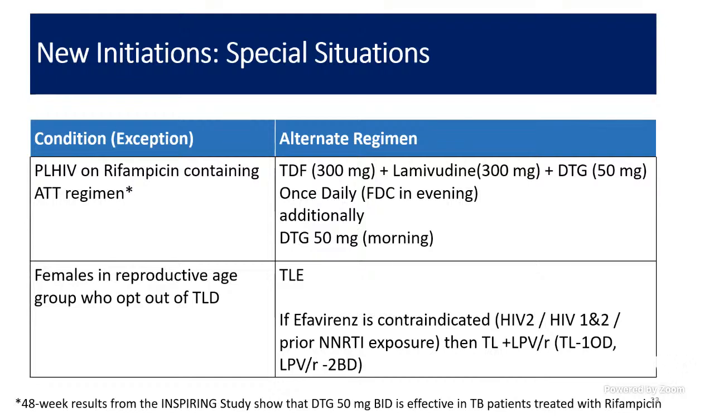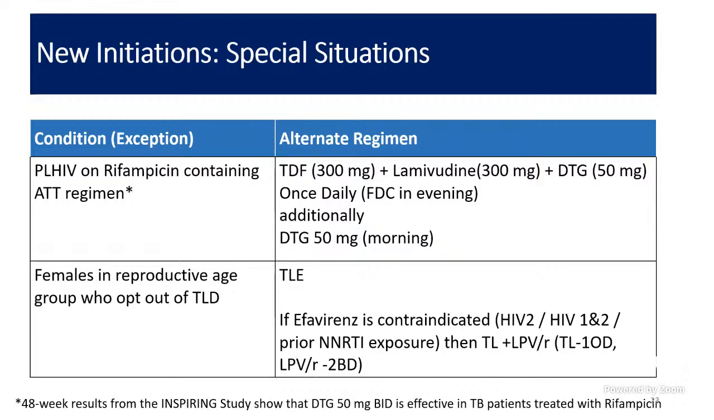Females in reproductive age group who opt out of tenofovir, lamivudine and dolutegravir should be given TLE. If mothers are not convinced about the risks and the pros and cons, a mother rightfully should be given the choice, and she should be given the scope of choosing her regimen. Because if we have a mother who is having a newborn with anencephaly, we do not really want that. It is a traumatic stress for the mother and for the whole family.